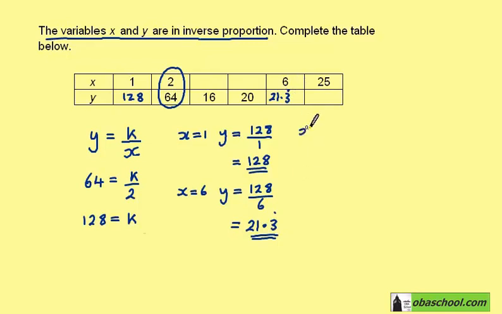When x is equal to 25, y is equal to 128 divided by 25, which is equal to 5.12.